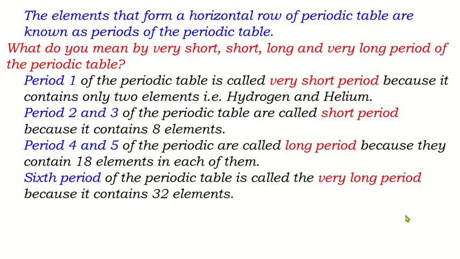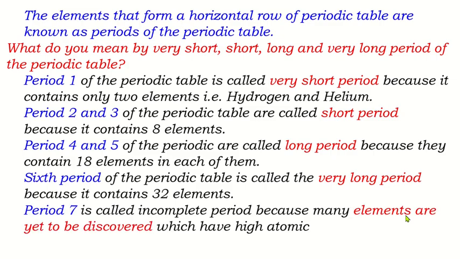If you have to tell about the seventh period also, then you can say that period 7 is called an incomplete period because many elements are yet to be discovered which have high atomic number.